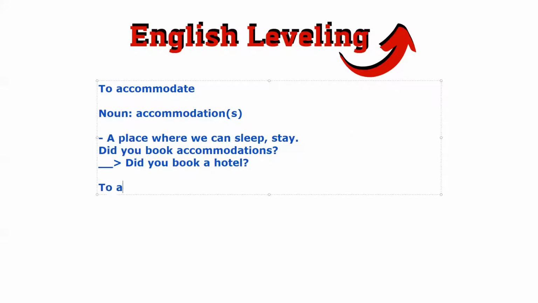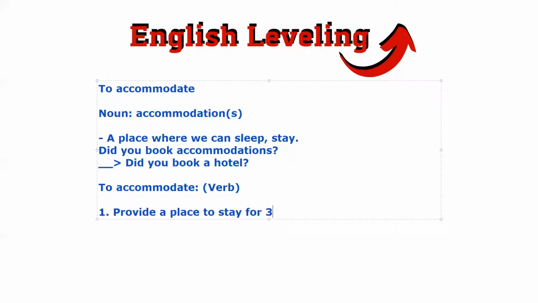And so to accommodate, as a verb, well, how can we use this? There are two ways that we can use this. First, we can use it for that same reason. So if I say I can accommodate 3 people, that means I can provide a place to stay for 3 people.